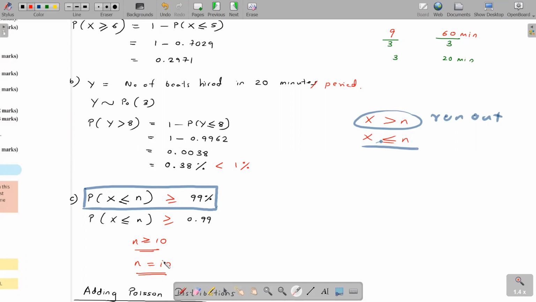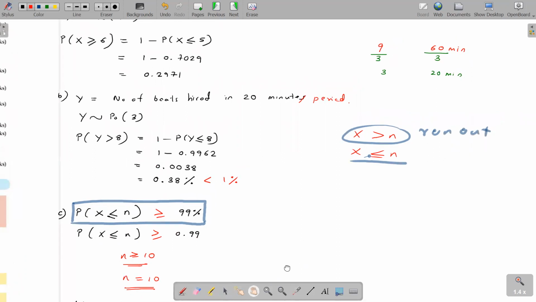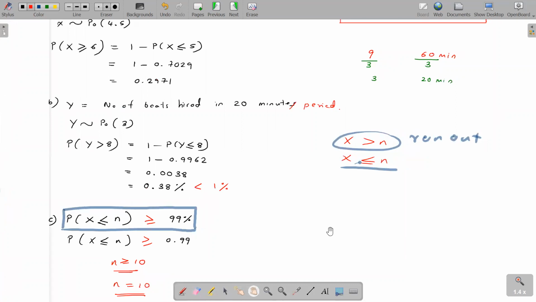Do you see? So they need at least 10 boards to be 99% sure of fulfilling the entire demand. All right, guys, that's the process here.